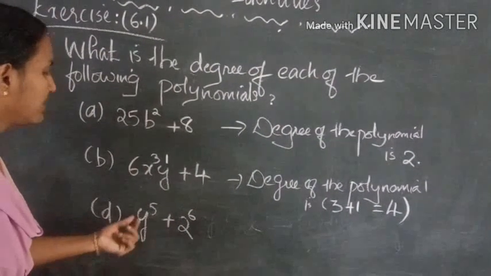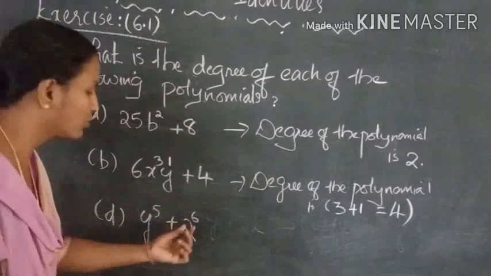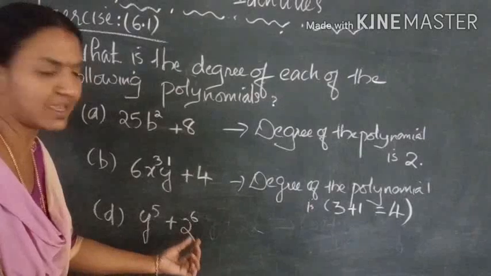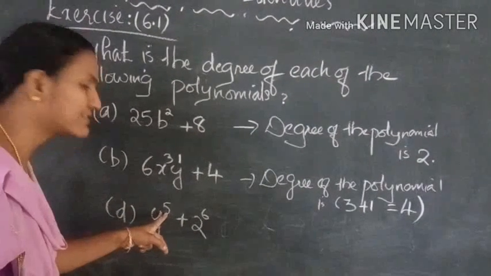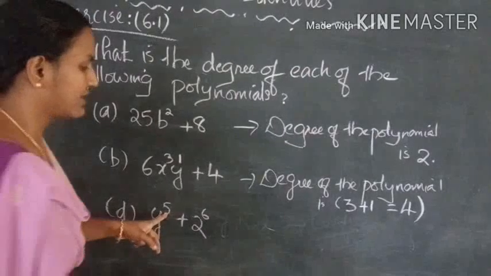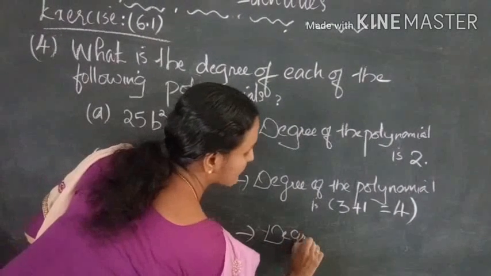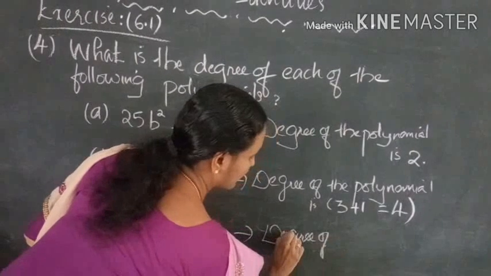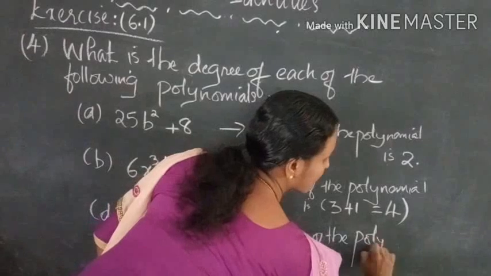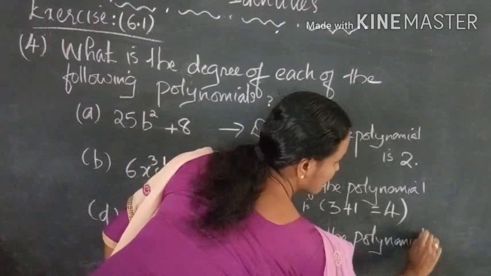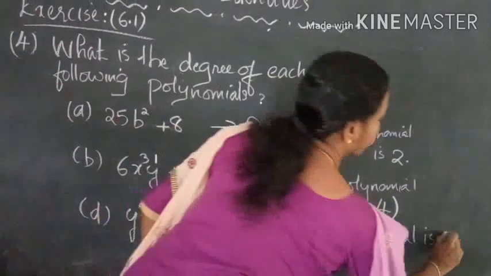Then the third option, y raised to 5 plus 2 raised to 6. 2 raised to 6 is a constant term. Here the variable is y. The power of y is 5. So the degree of the polynomial is 5.